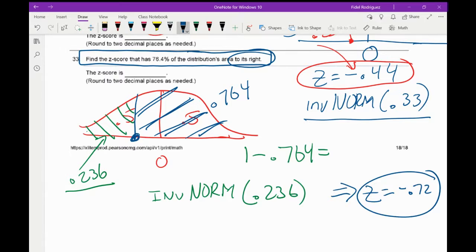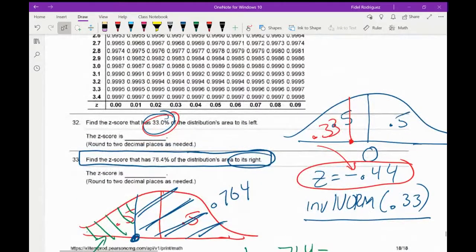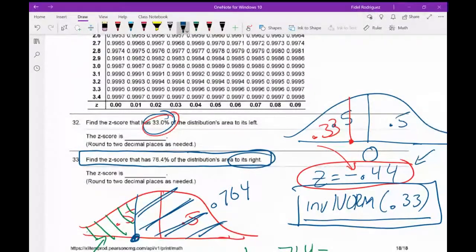But how did you get, can you go back to 32? Yes, ma'am. Okay, so we did inverse norm, and that's how we came up with that z-value of negative 0.44. Is that better? Yes. Excellent. Let me try it. So if I go to second vars, you got to go to inverse norm. Okay, I see. Negative 0.44. You got it?